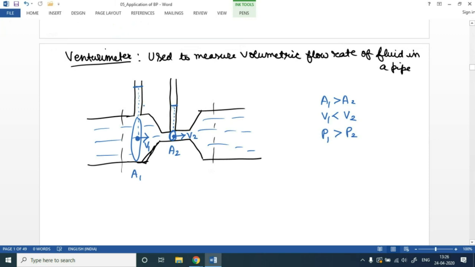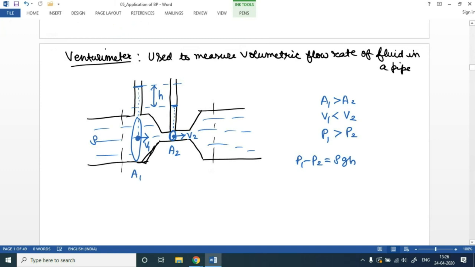Okay, so there would be a difference of level in these two limbs, and the Venturimeter is going to measure that difference over here, and let's say this measurement is h. Obviously you must realize that if the density of liquid is rho, then this P1 minus P2 is going to be equal to rho gh.